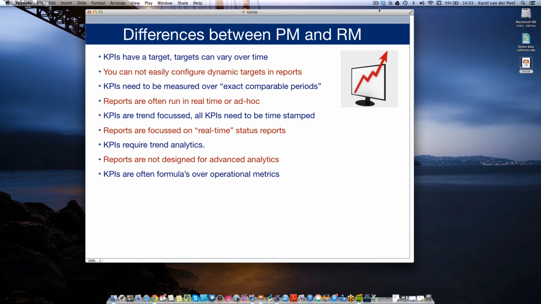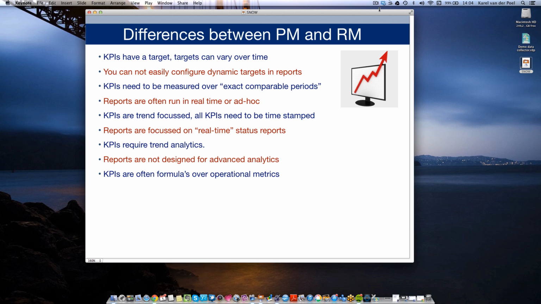Key performance indicators need to be measured and snapshotted over exact comparable periods in order to do solid trend analysis, while reports were designed to be run in real-time or ad hoc mode. KPIs are trends, everything needs to be time-stamped, and reports again are more focused on real-time status updates. The advanced trend analytics that we need in order to understand the trends, filter out weekends, filter out peak hours. Sometimes the reporting tools were not really designed for those kinds of advanced trend analytics.